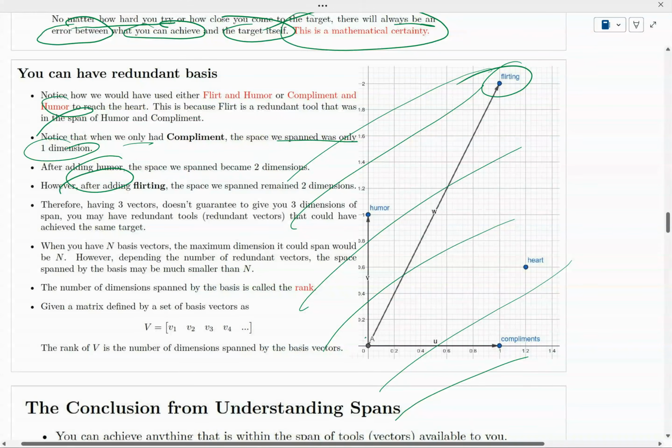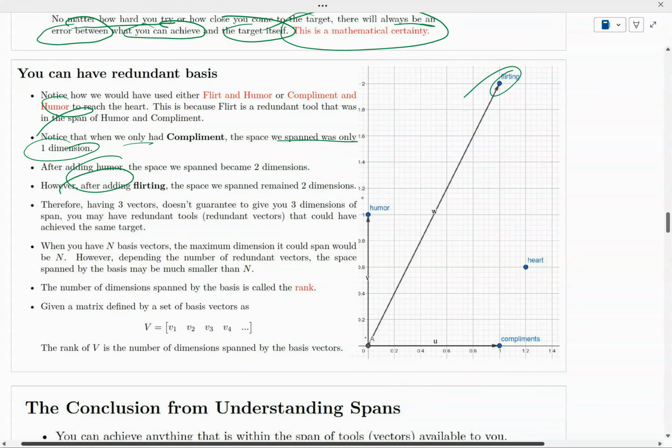So just because we have three tools available to us, it doesn't mean that the space which we span is three dimensional. You could have redundant abilities, redundant bases. So flirting is redundant because you can always use some combination of humor and compliments to reach the heart, right? So flirting in this case is a redundant basis.